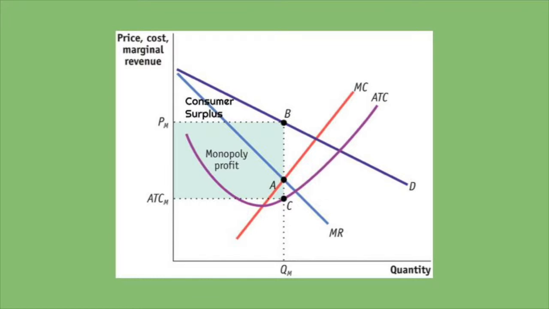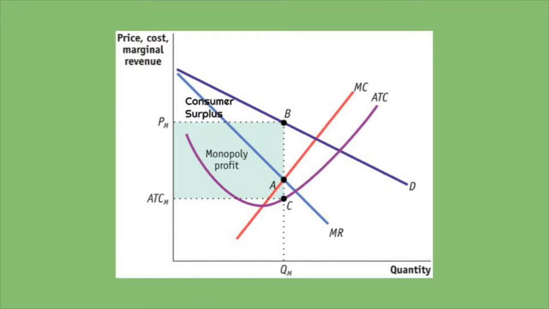After finding the quantity of the monopoly, you want to go up to the demand curve and over to the vertical axis to find the monopoly's price, and then at that same quantity, the distance between the price and the average total cost would be the area of the monopoly's profit, which is shaded in green on the slide you see now.